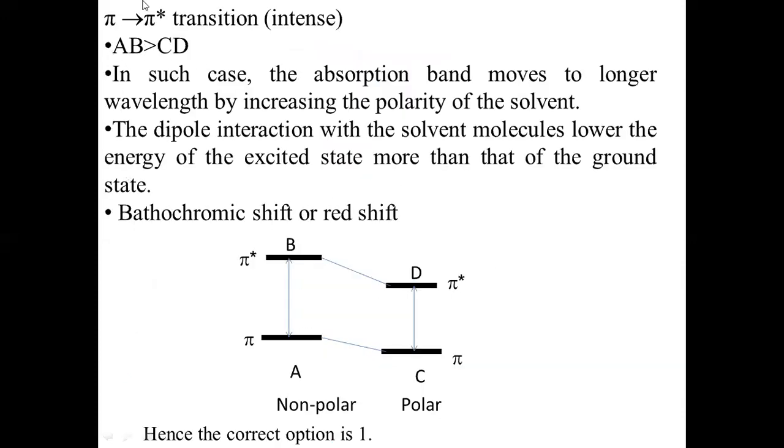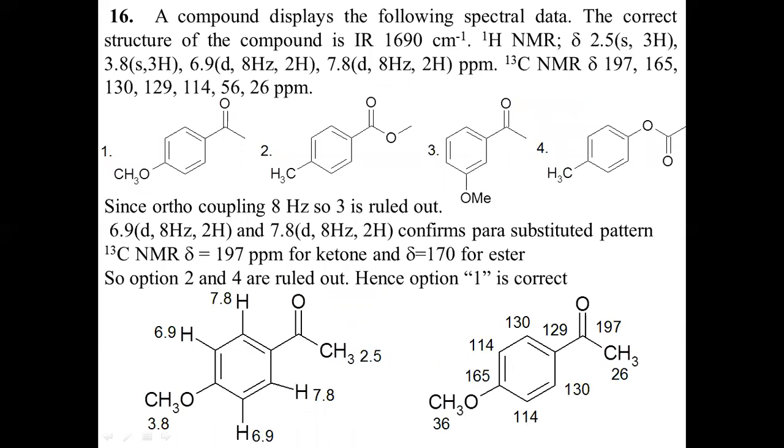But when it comes to pi to pi star, the pi star orbital is more polar, so it will be stabilized slightly more compared to the pi orbital. As a result, the energy gap for pi to pi star in a polar solvent will be less. When energy is less, the wavelength will be higher, so it will exhibit a red shift or bathochromic shift. Now we'll move on to question number 16.